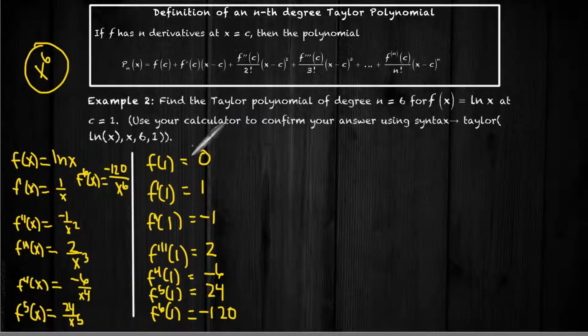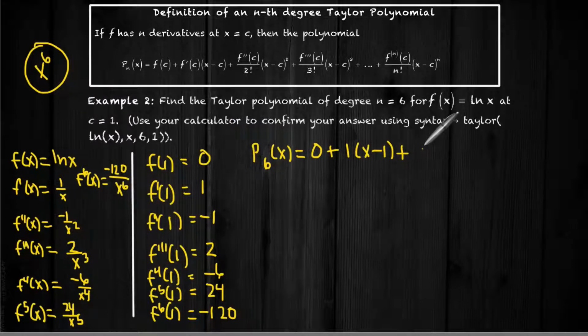So now we're going to take all of these values and plug them into our polynomial. So we're going to call this our sixth degree polynomial. And that is going to be f of 1, which is 0. We don't have to write it, but I'll write it there. Plus f prime of 1, which is 1, times x minus c. And c is 1. So there's that. And then plus f double prime of 1, which is negative 1. So that's going to be negative 1 times x minus 1 squared over 2 factorial.